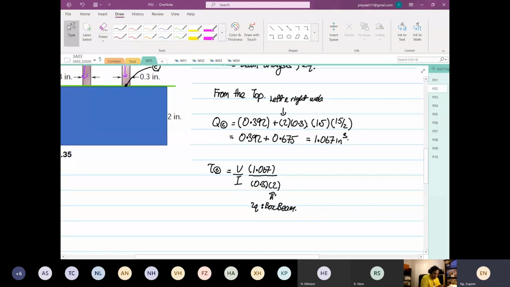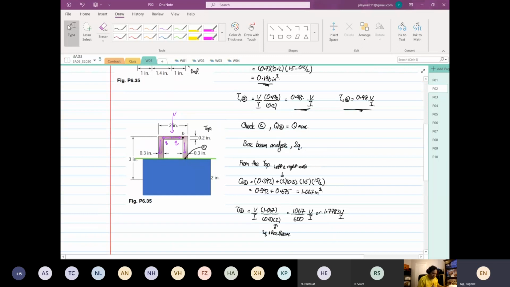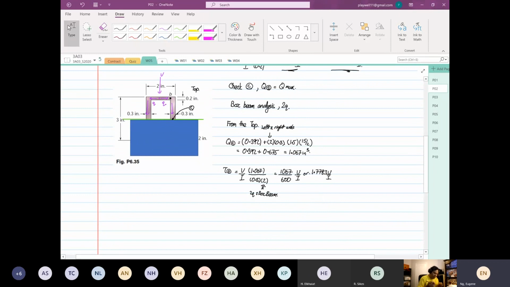So from here, 1.067 divided by 0.3 divided by 2, times V over I, we get 1.778. So what you see over here is that the shear at point C is definitely bigger than the shear at point A, point B.